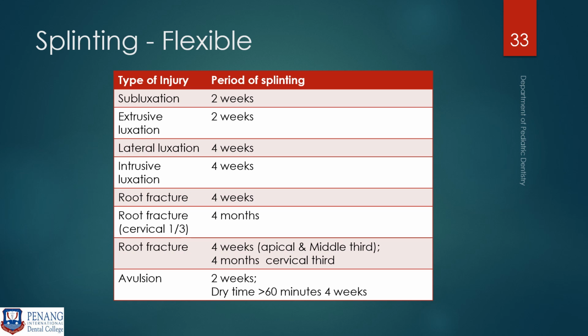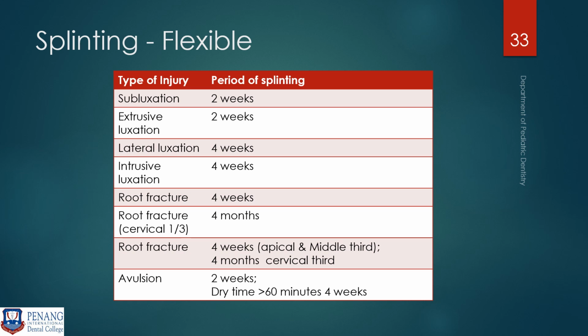Okay, so what happens is, say for avulsion, you put a splint for 2 weeks, and after 2 weeks when you remove the splint, you find there is still some mobility, you may go for another 2 weeks of splinting. So it's okay. But you cannot go for more than 4 weeks of splinting. Then you have to take a decision if the mobility still exists, what to do with it.